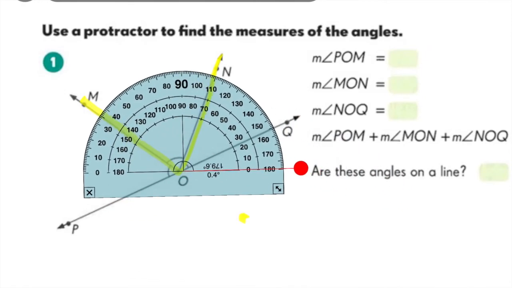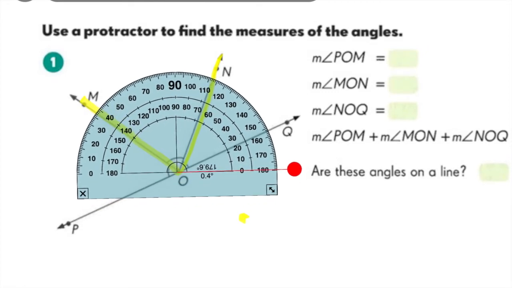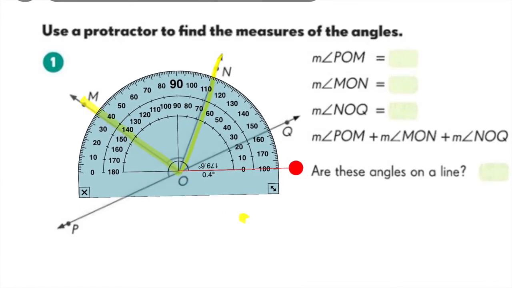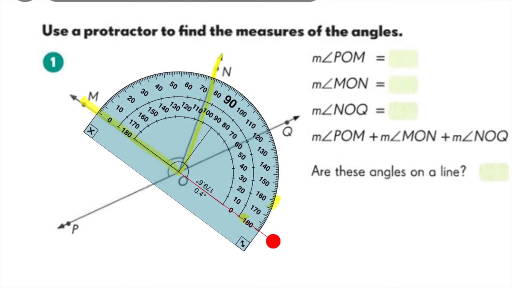So again, I need to line the protractor up, that center point on the protractor with the vertex of the angle. And then I'm going to need to turn the protractor so that it lines up with the measuring line on the protractor and the ray of the angle. Now we can look at the ray and see if it's passing through 0 on the inner scale or the outer scale.